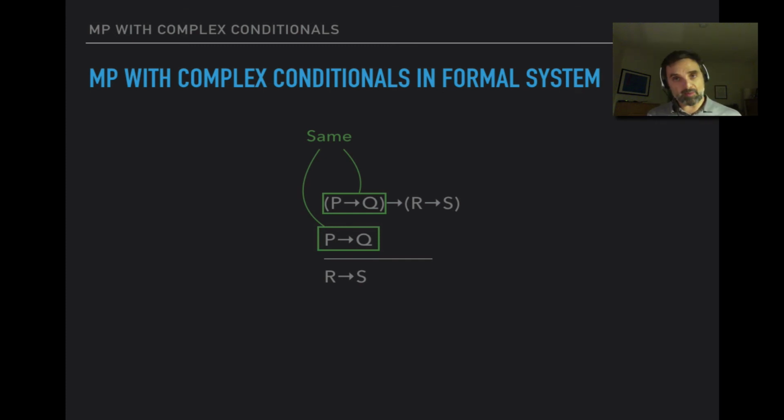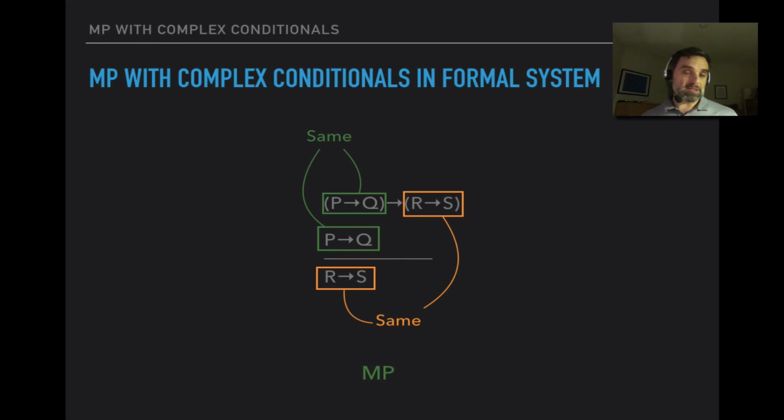Again, we've dropped the parentheses. That's okay. Then we look at the conclusion and we say, aha, it's if R then S, and we compare that with our big conditional, and we say, oh, good, those also match. Yeah, they're the same. So what do we have? We have a conditional as one premise. We have its antecedent as our other premise, and we have its consequent as our conclusion. So this too is what we need for modus ponens.